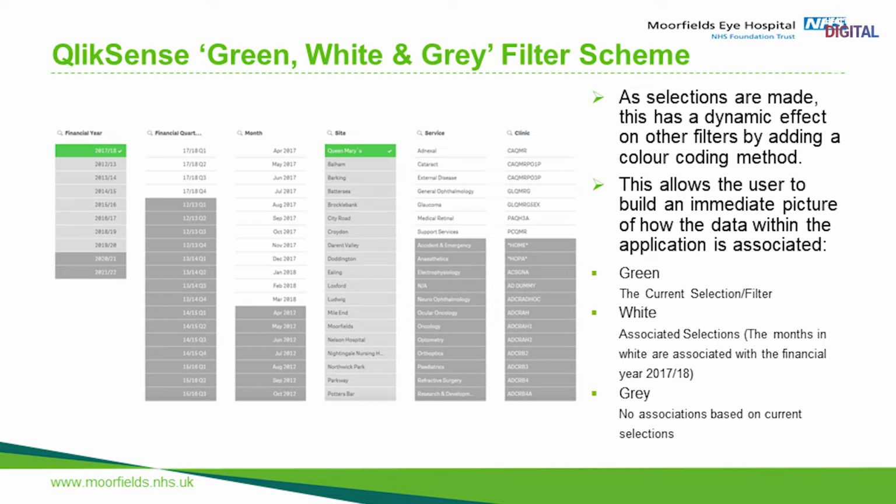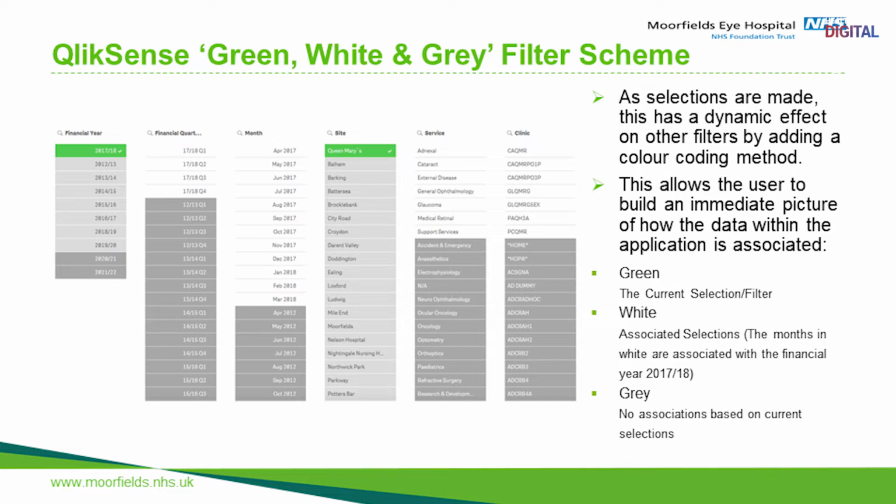If it's grey, or if it's a slightly darker shade of grey, the light grey means that there may be some association with a particular filter, but it's not a strong association. And dark grey means that there's absolutely no association with the filters that you've selected.